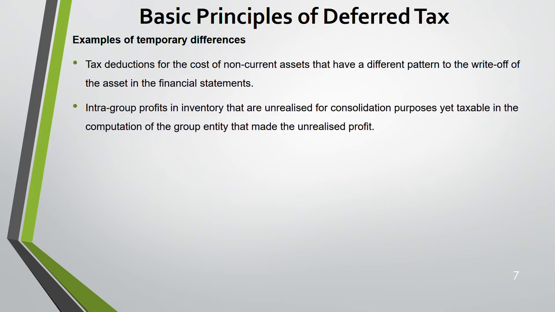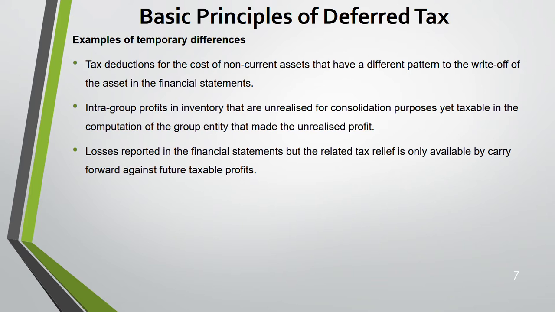So intra-group profit in inventory, that means when your parent is selling to subsidiary, subsidiary is selling to parent, that's an intra-group. So intra-group profits, what do we eliminate on the consolidation, right? But they are taxable in the computation of the group. Okay, that's where difference is there.